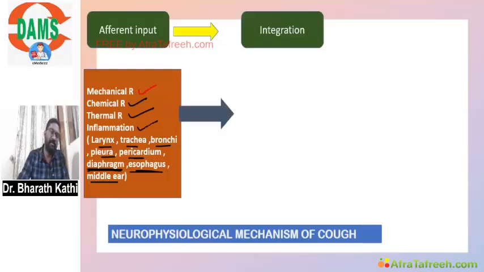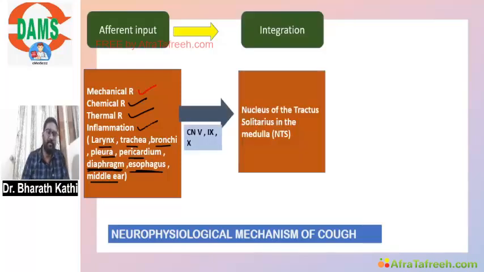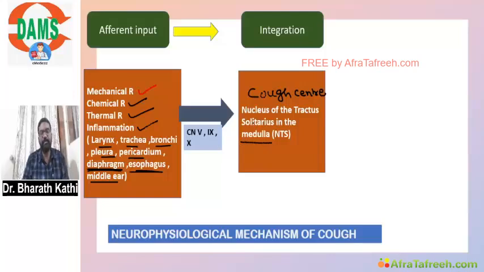Now where is this getting integrated? It is integrated in the cough center. What is the cough center in your body? It is referred to as the nucleus of the tractus solitarius in the medulla. So this is roughly the cough center. And how is this input carried to the medulla? By your cranial nerves.